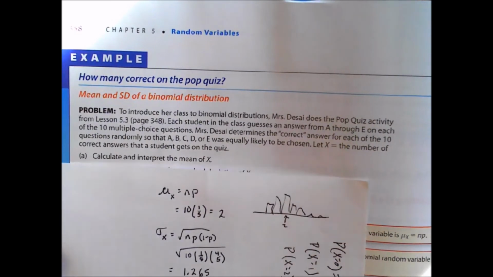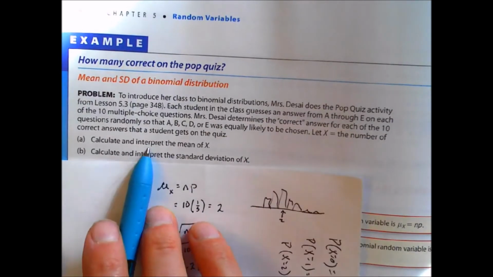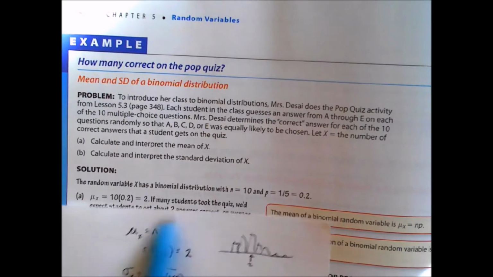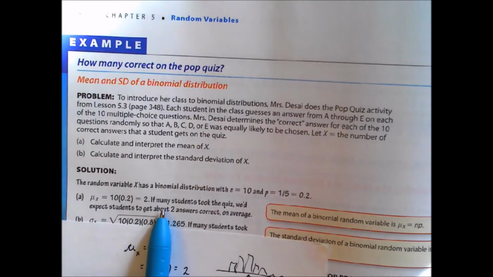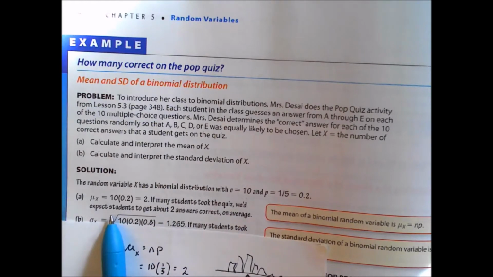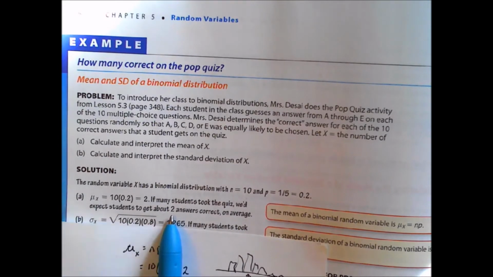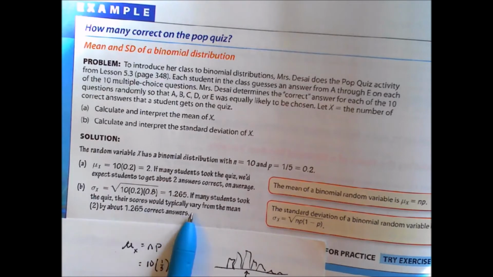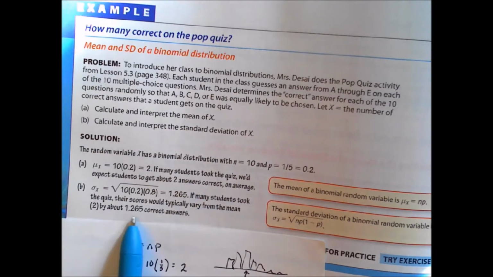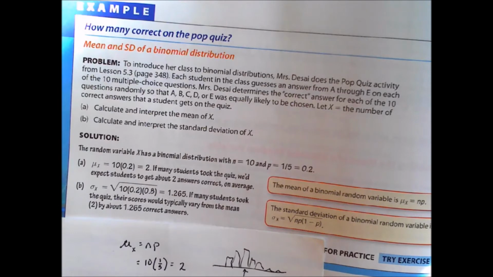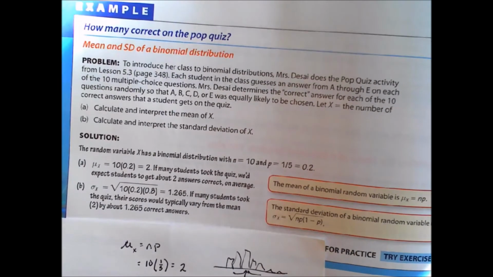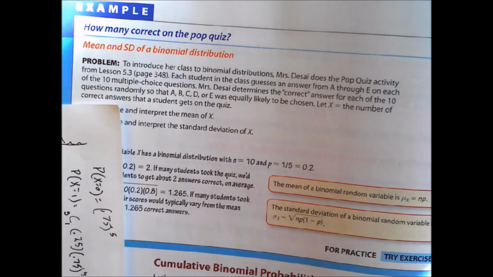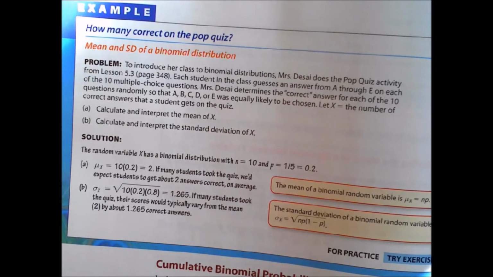Okay, and it also says to interpret, so let's look at the interpretations. The interpretation says if we had many students take the quiz, we would expect everybody to get an average of 2 questions correct. And the standard deviation: if many students took the quiz, their scores would typically vary from the mean of 2 by about 1.265 answers. So about 1.265 either way. So that is how you can find the mean and the standard deviation for a binomial, pretty easily.